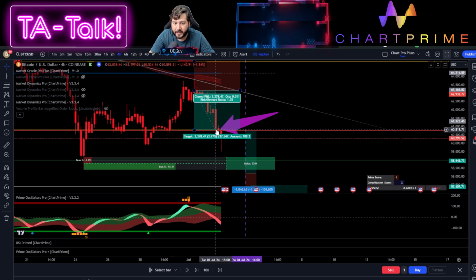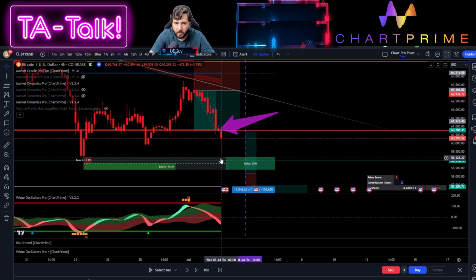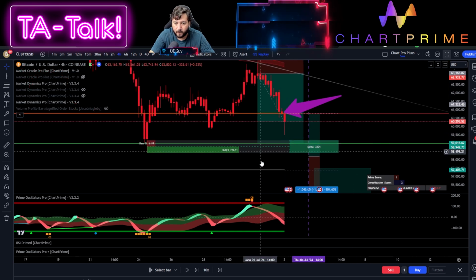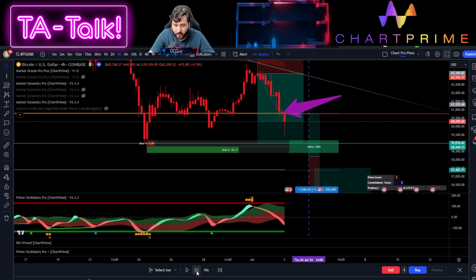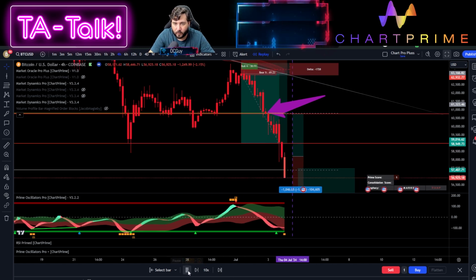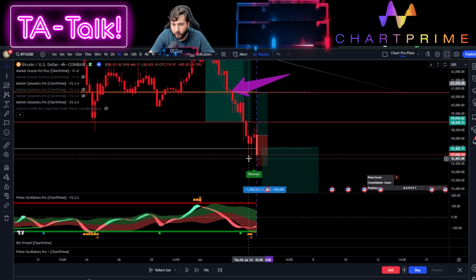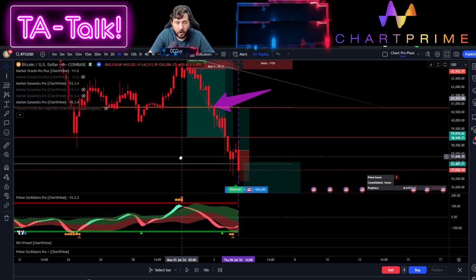Perfect, TP number 1 hit, moving my stop to entry right now, and then aiming for TP number 2. TP number 2 was already hit, so therefore we're going for TP number 3. So let's see if that one plays out and we get hit. Perfect, we get hit TP number 3, and then we're going for retracement or trailing.